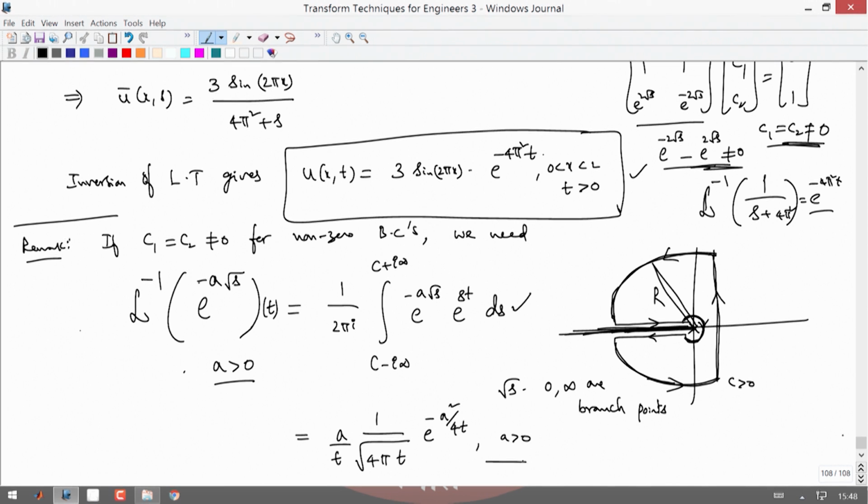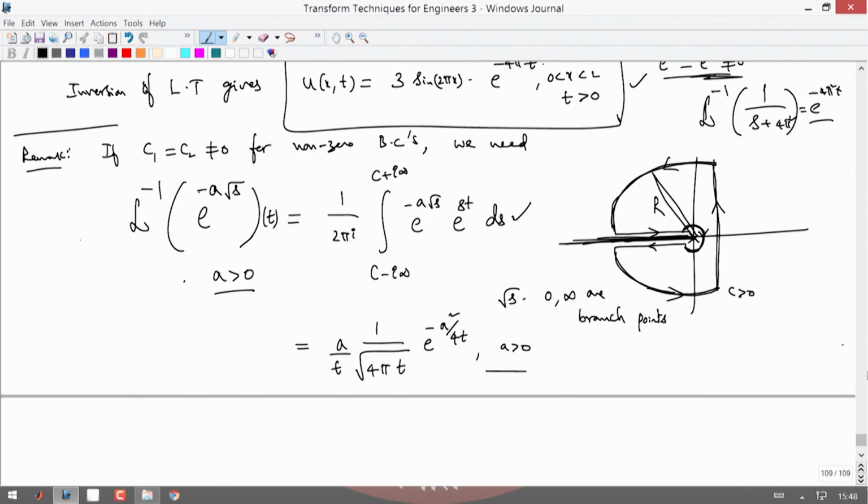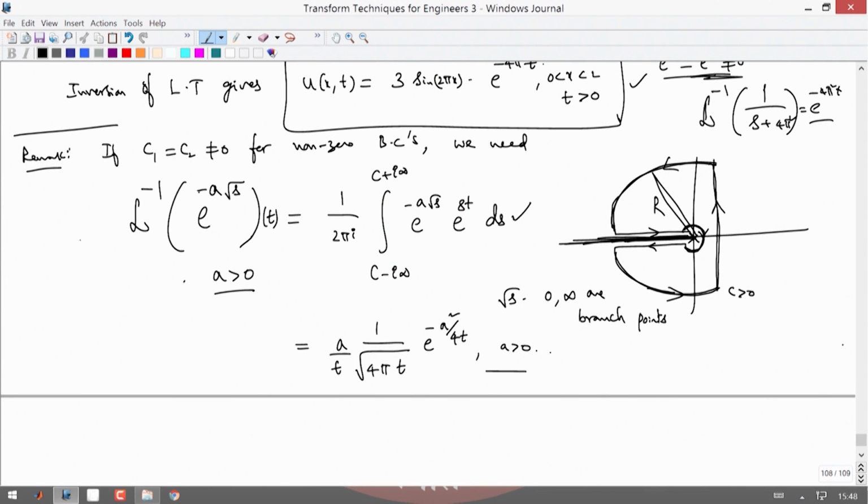If you know complex variable techniques, if you know contour integration technique, you can apply this technique and get the Laplace inversion of e power minus a root s. You can understand and see that this is actually this thing, otherwise you can get it from the table.